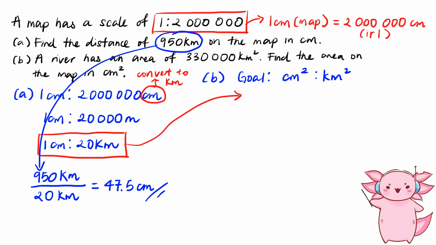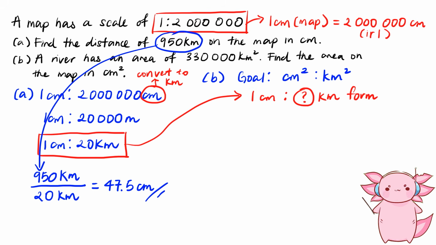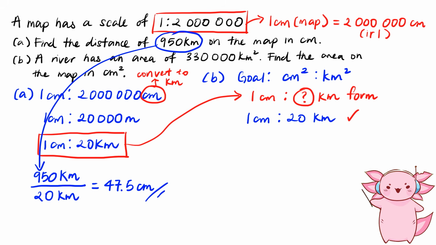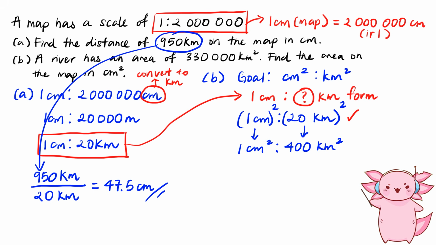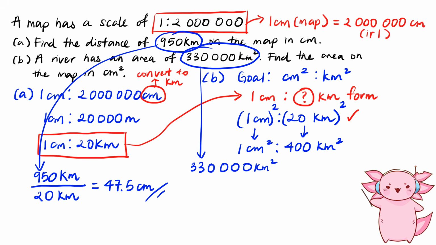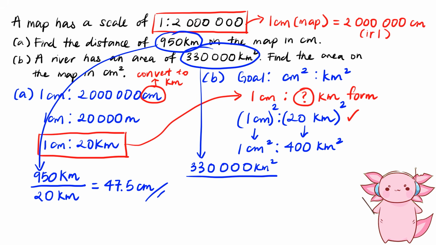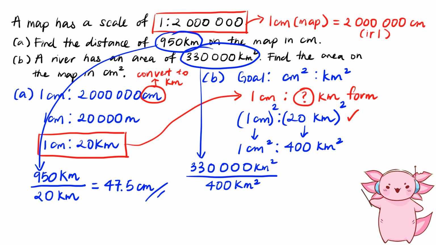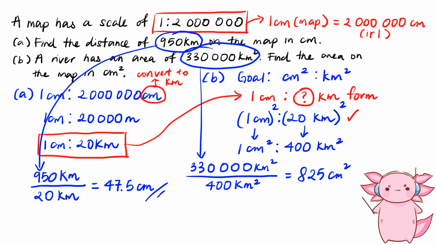To convert the ratio to cm squared to km squared, we first need to take the original ratio over here and make sure it's in the 1:something form. And here it's already good to go. Now we are going to square these two numbers on both sides to get the ratio of 1 cm squared is to 400 km squared. So using this ratio, we can take 330,000 km squared divided by 400 to get the map area of 825 cm squared.